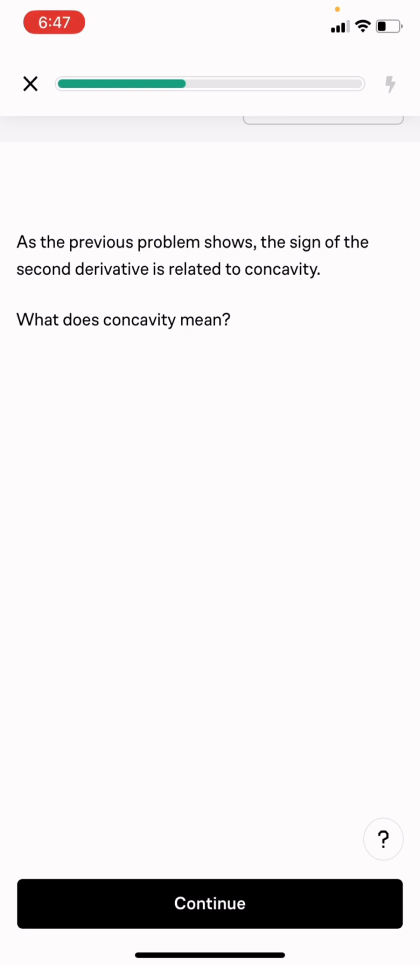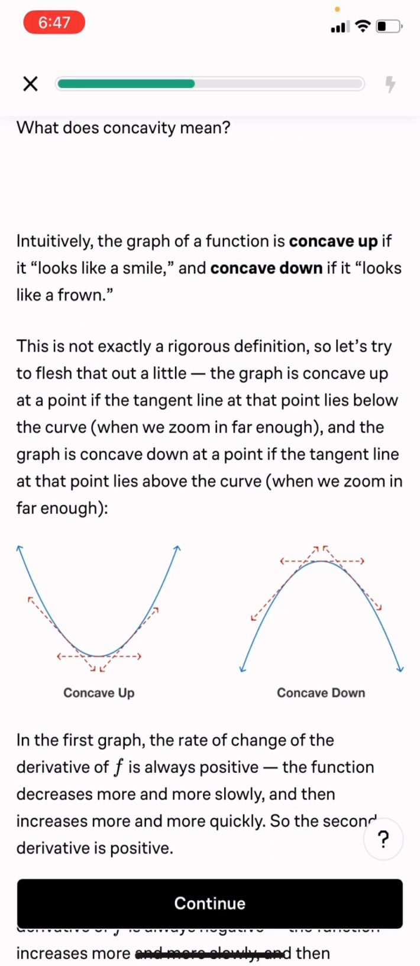The graph is concave up at a point if the tangent line at the point lies below the curve, when we zoom in far enough. The graph is concave down at the point when the tangent line at the point lies above the curve, where the zoom is far enough in. So we could see how if the tangent line lies on top of the curve, or is almost flat, that usually is considered 0 if it meets 0 with no change. And the smile and the frown thing will also make it easier.